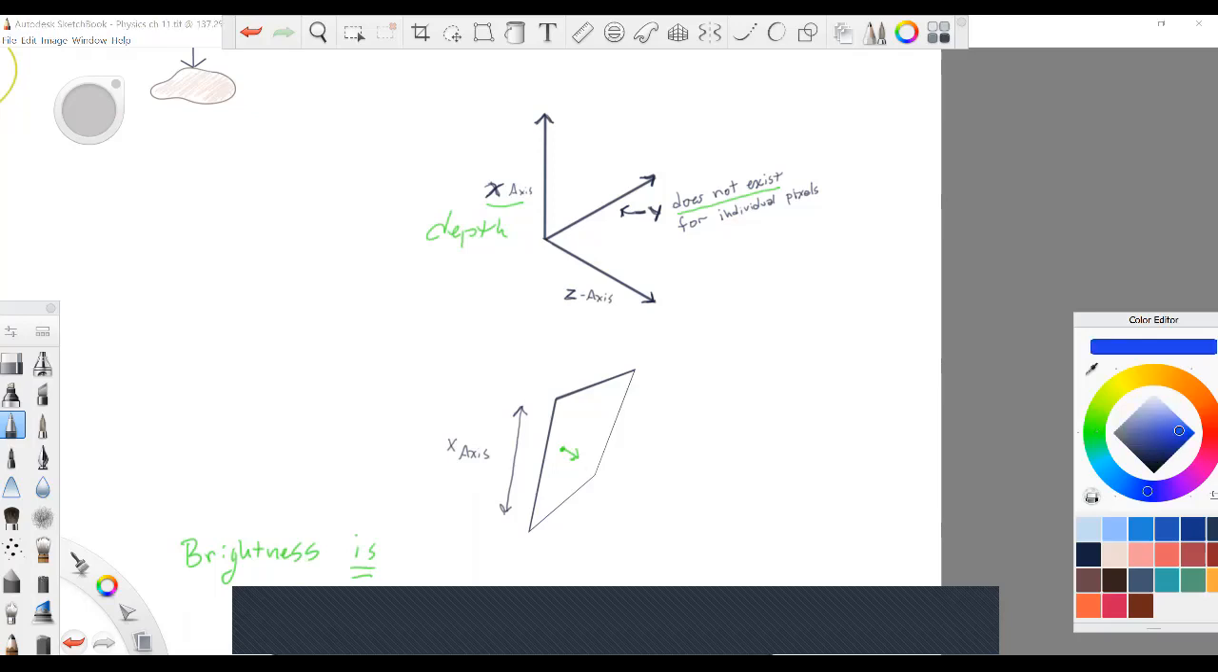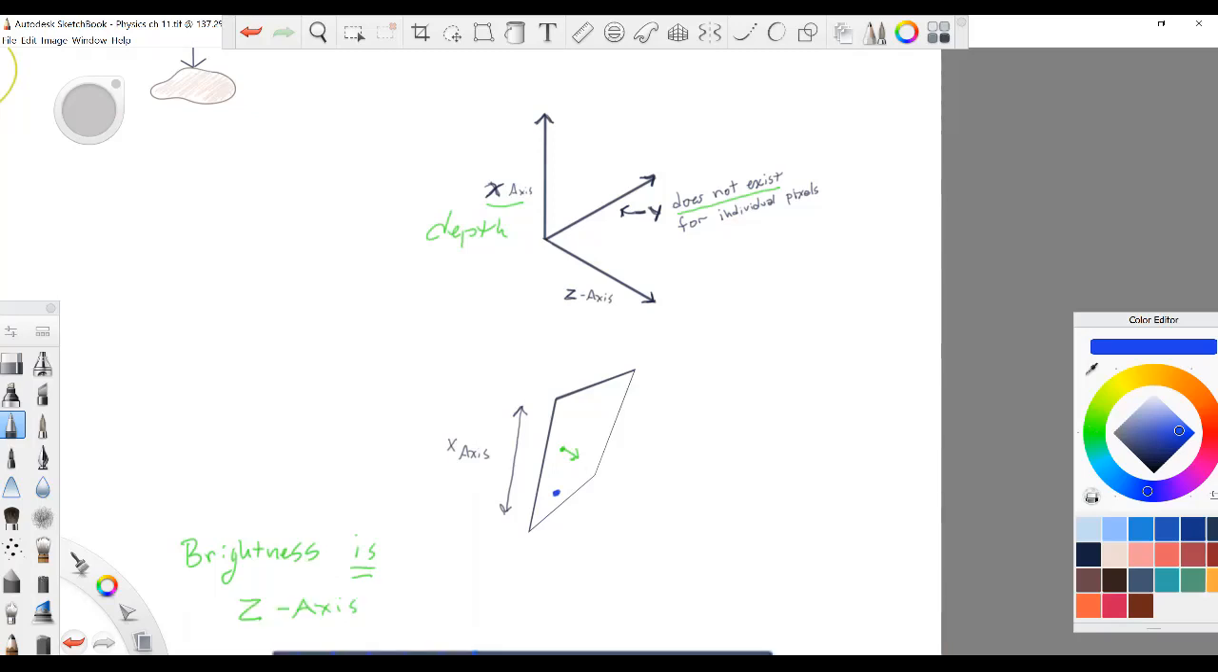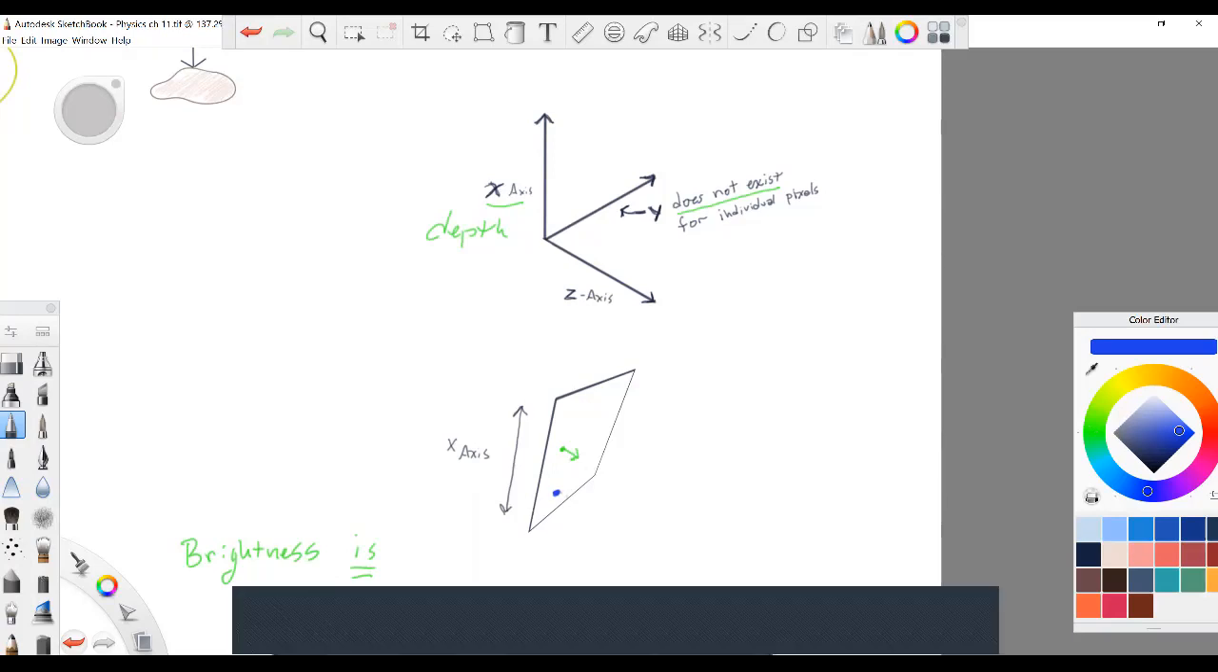But let's say we have another echo further down, but it produced a much stronger echo. Whatever object in the body produced a much stronger echo is going to produce a stronger amplitude on our screen. In other words, on the z-axis, it's going to come farther out. But once again, that doesn't make any sense until we figure out that brightness is the z-axis.